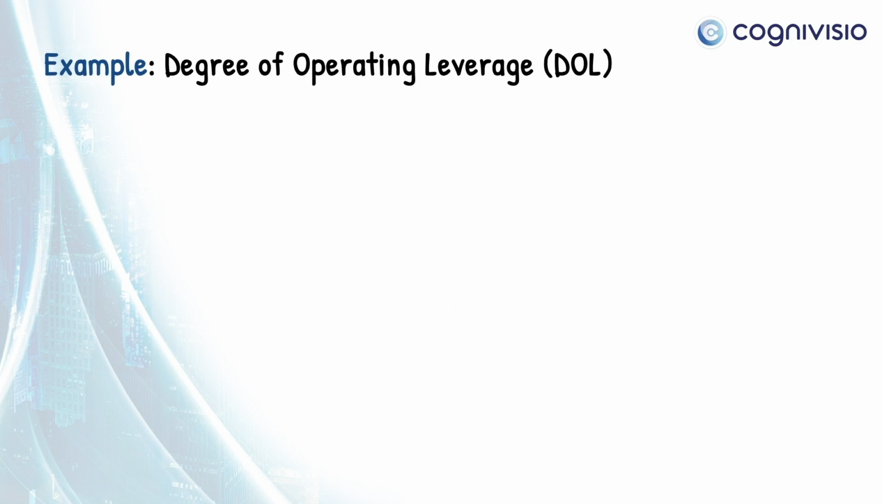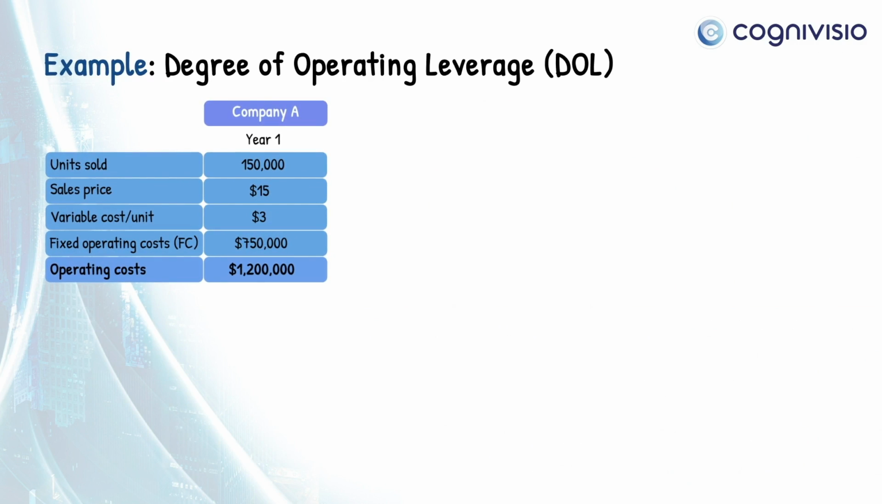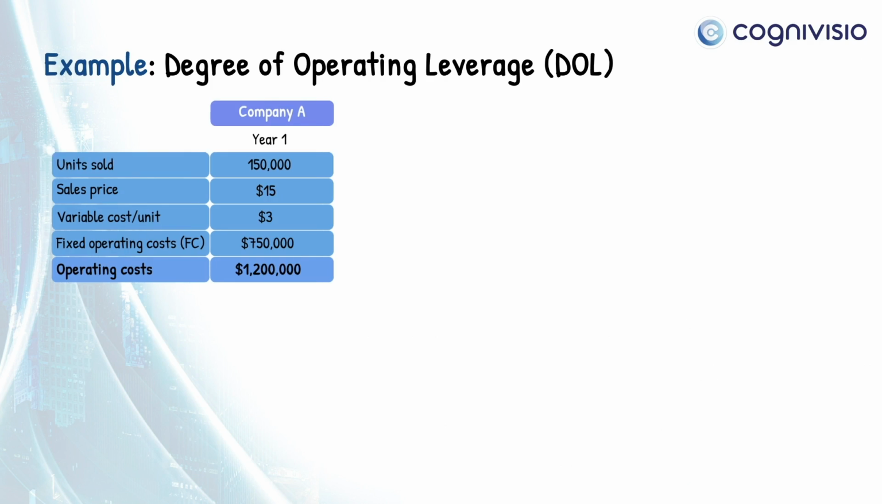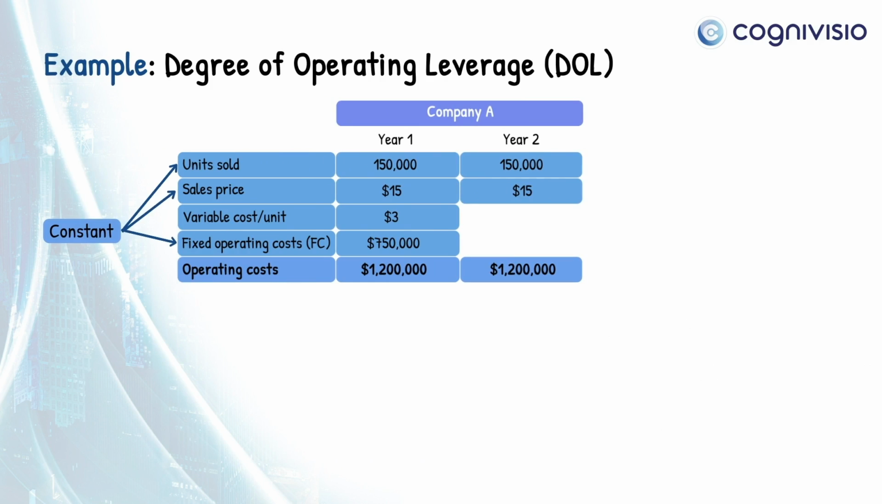Let's take another example of Company A to see the effect of the shift of fixed costs to variable costs on the degree of operating leverage, even when the quantity produced and sold, price per unit, and total costs remain constant. Assume in the second year Company A shifts $150,000 of fixed costs to variable costs such that the variable cost per unit is $4 and the fixed cost becomes $600,000.